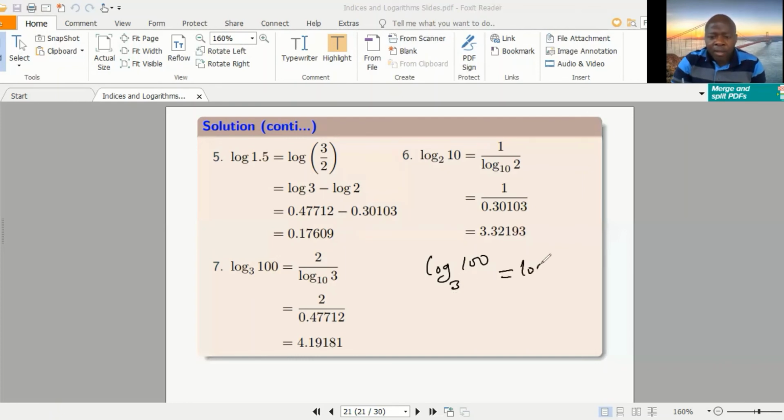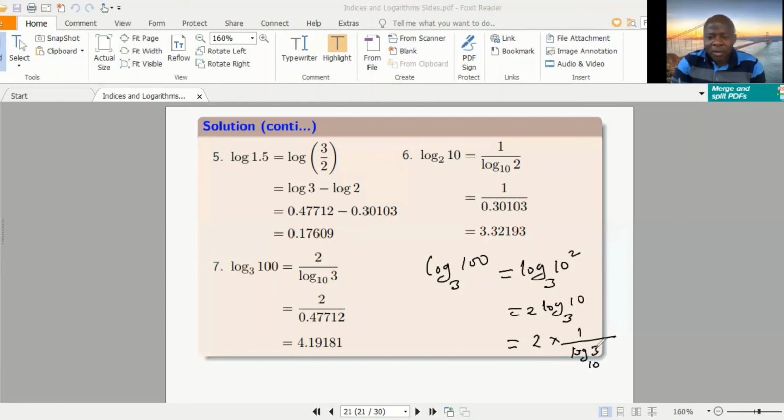What do I have here? The log of 10 squared to base 3. This is the same as 2 times the log of 10 to base 3. And when I interchange the bases, this is the same as 2 times 1 over the log of 3 to base 10. And this is what I want.